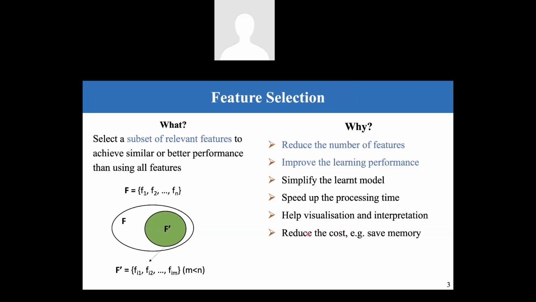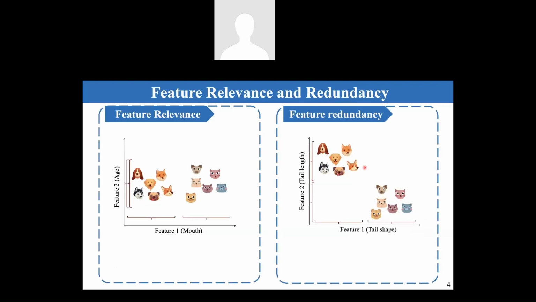And finally, because we don't need too much data originally, we can reduce the cost of getting data. We can also reduce the cost of saving data into memory. So that is all beneficial for us to do feature selection. But I want to emphasize here, the two main goals of feature selection are to reduce the number of features and to improve the learning performance here.